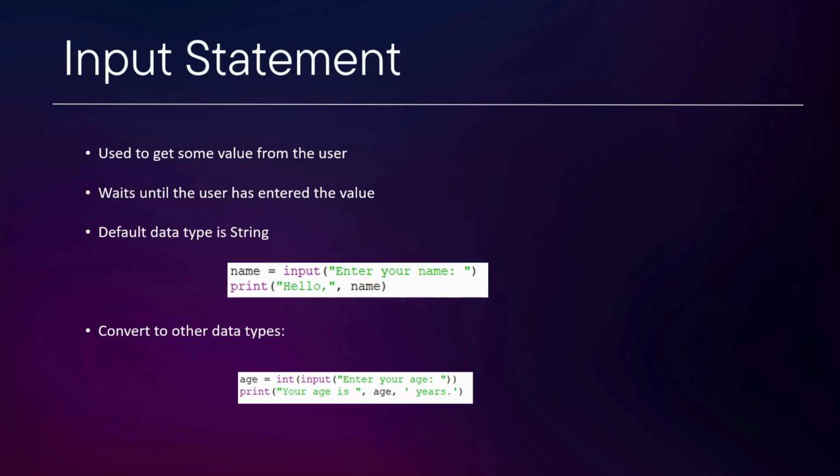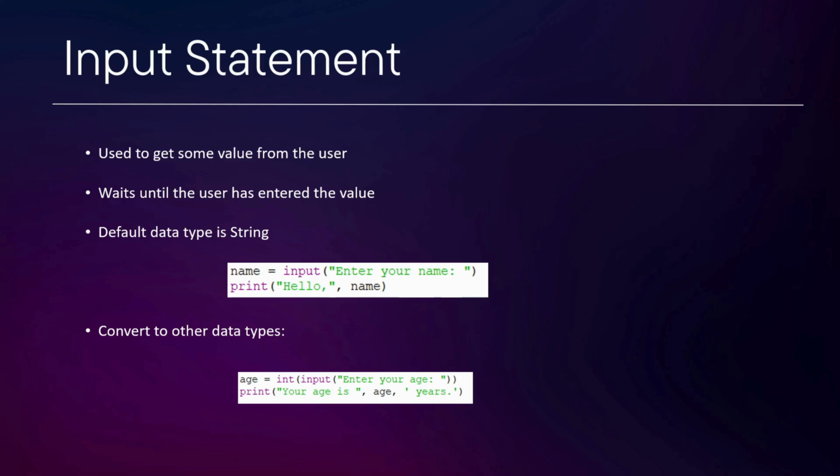And finally, for this lecture, we have the input statement. Why do we use the input statement? We use it to get some value from the user. So the code is running, but it will perform something based on an input from the user. The code will stop there where we have to get the input value. Code will keep on waiting until the user has entered the value.